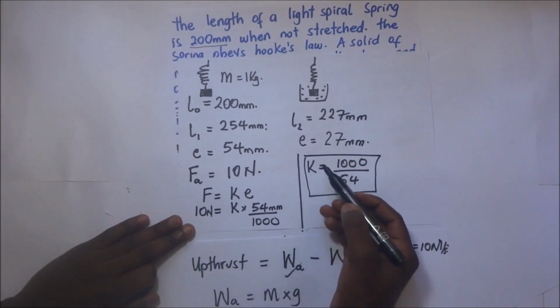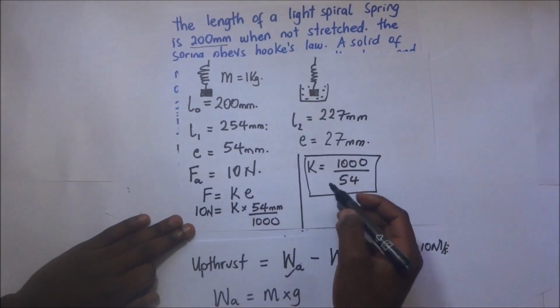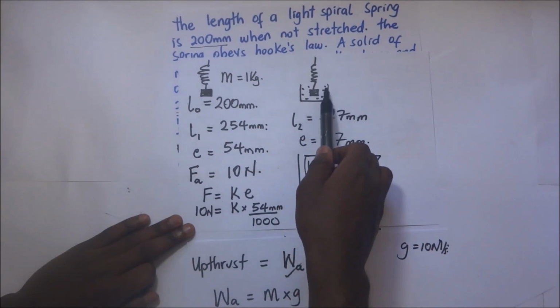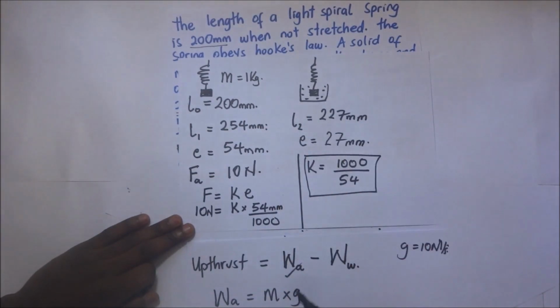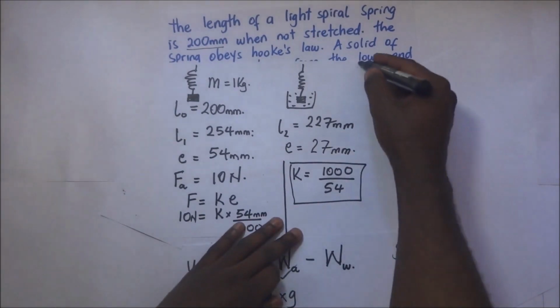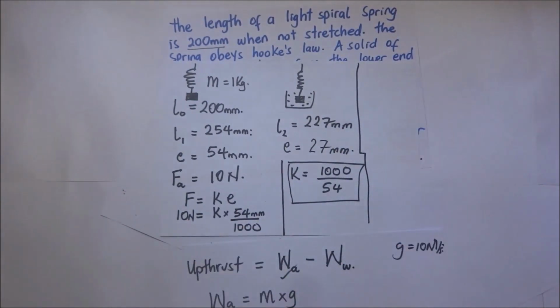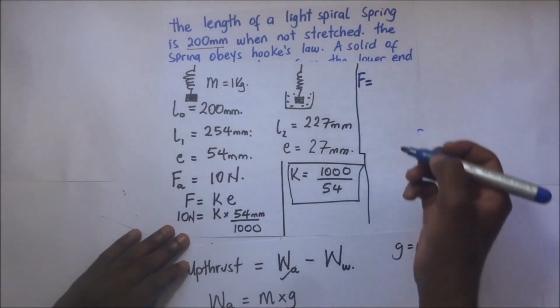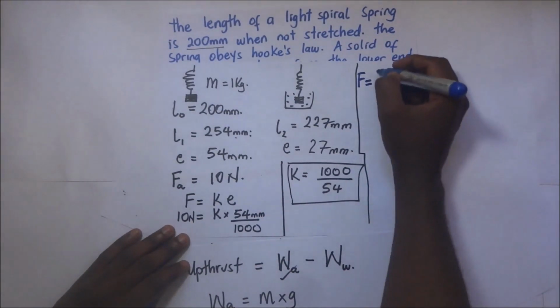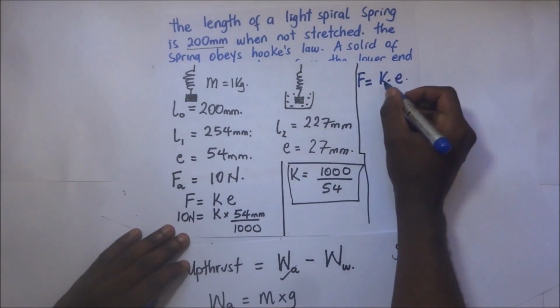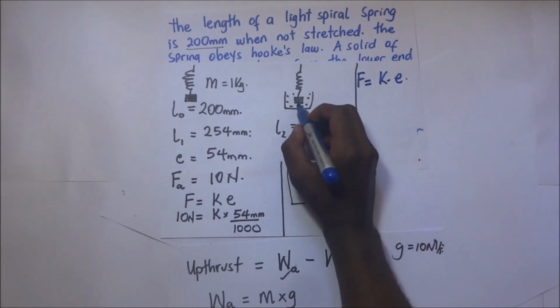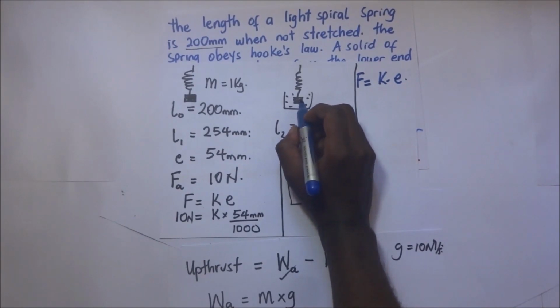Now that we've got our spring constant K from this information, we are going to use that same information to try and find the force or the weight of this when it is immersed in water. So to find that, we shall simply say that from Hooke's law, force is given by K times E, where K is the spring constant. The force in this case is the same as the weight exerted by this solid substance.